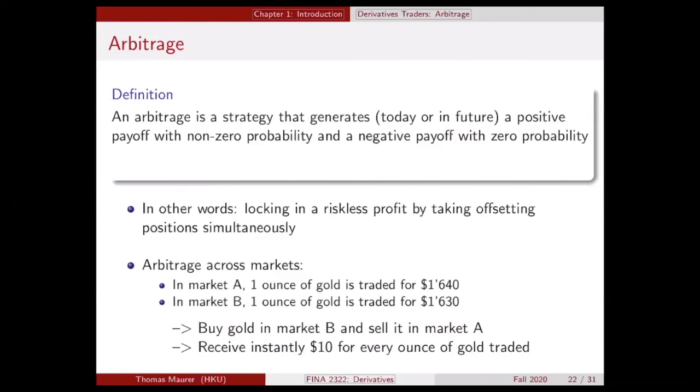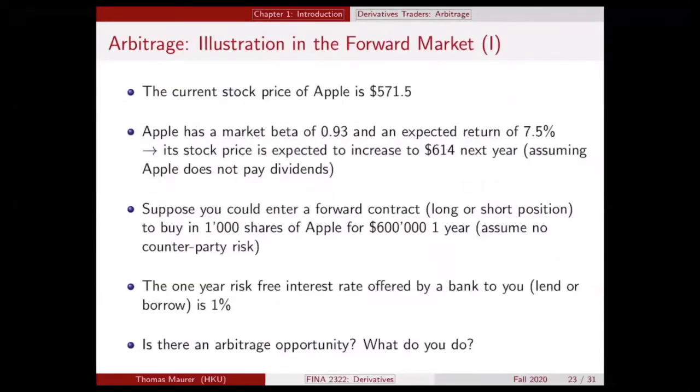Okay, so what's the obvious strategy to do? Well, you're going to buy gold in the market where it's cheaper, so that's market B. You pay $1,630 per ounce. You bring it over to market A, and you sell it at a higher price of $1,640, and you pocket a profit of $10 without having any risks. And of course you would lever that up. You would not just do it for 1 ounce, but you may do it for basically infinitely many ounces of gold, and basically you get infinitely rich. So this is, of course, a very simplified example.